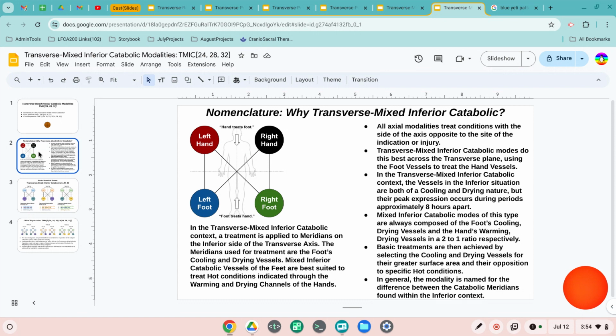For the purpose of reinforcing the academic values given, a reading of the description behind the motives for the nomenclature will be provided here. The caption for the diagram found on the lower left-hand side reads as follows. In the transverse mixed inferior catabolic context, a treatment is applied to the meridians on the inferior side of the transverse axis. The meridians used for treatment are the foot's cooling and drying vessels. Mixed inferior catabolic vessels of the feet are best suited to treat hot conditions, indicated through the warming and drying channels of the hand.